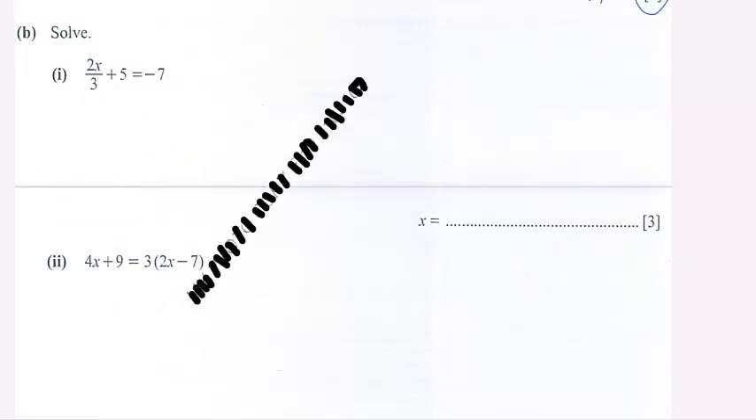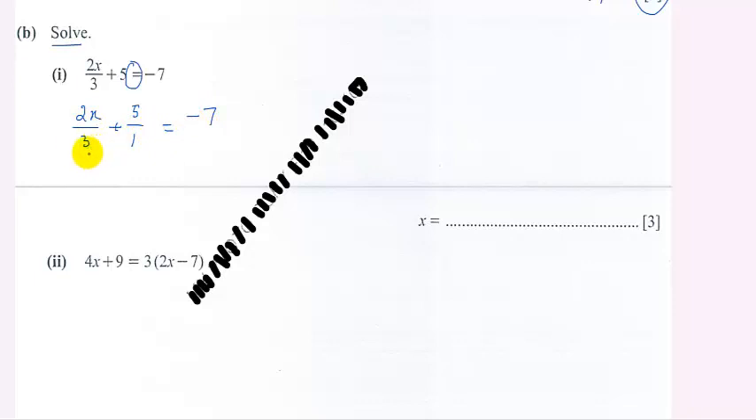Next is solve. Solve means there is an equation. It is an equation because there is an equal sign. But here we have two fractions on the left hand side. Let me write 5 over 1. So we have two fractions on this side. To make them a single fraction first.